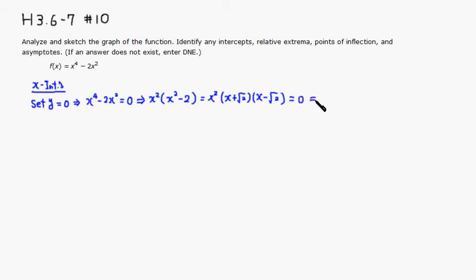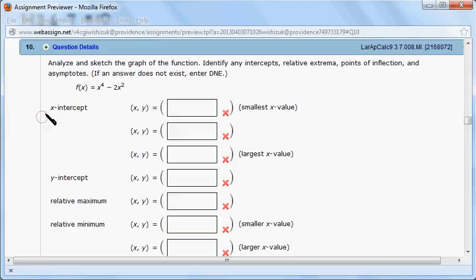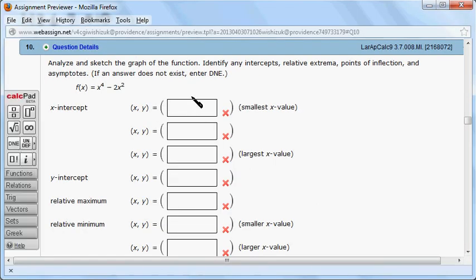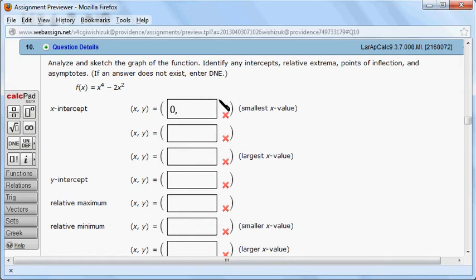Which will give you x-intercepts. From here, you can see that it's 0. And from here, you have negative square root of 2. And from here, you get positive square root of 2. So let's type that in. So it's going to be 0, comma, and the y is 0, of course. And square root of 2.